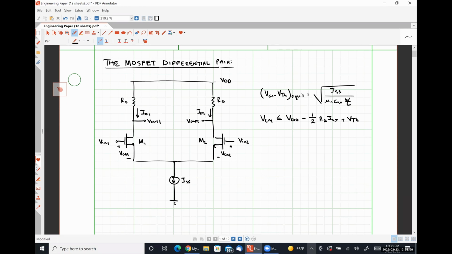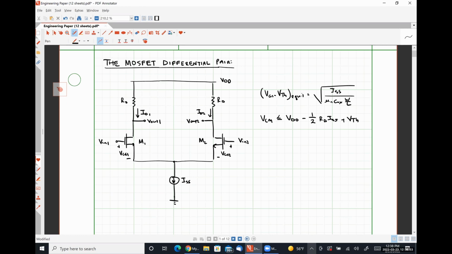What's the subscript on that current in the square root thing in the numerator? SS. This guy right here, the tail current source. What is VCM? Common mode voltage. So CM, common mode.